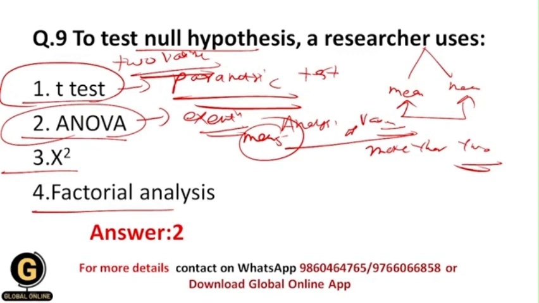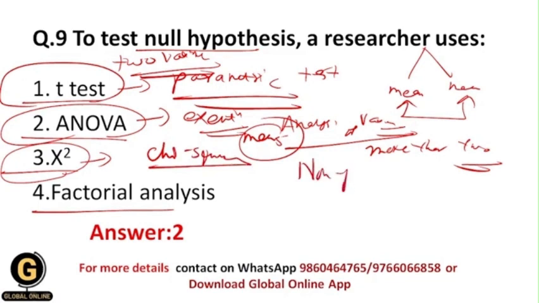Okay, what is X-square? X-square is the chi-square test. The chi-square test is a non-parametric test, and it is done to understand the difference between the expected values and the values that we get through our results. That's why, to test a null hypothesis, the researcher does not use the chi-square test. The researcher uses ANOVA.